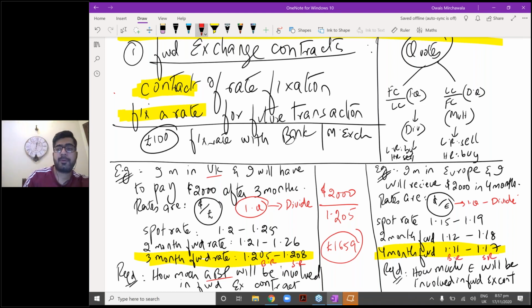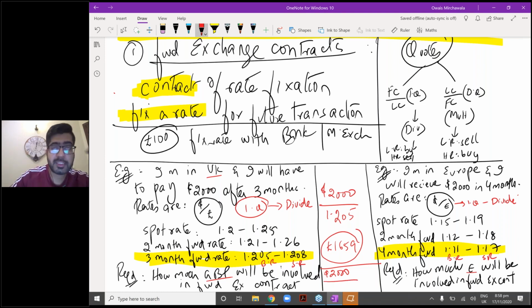Now the last step, perform the calculations. How much you will receive? 2,000. The question asks how much euro will be involved. So you will receive $2,000. You will convert it into euros, multiply, divide.